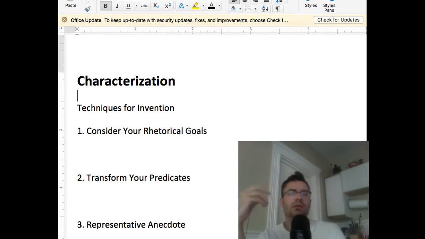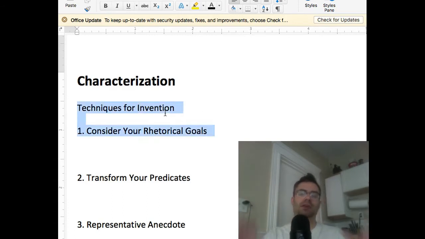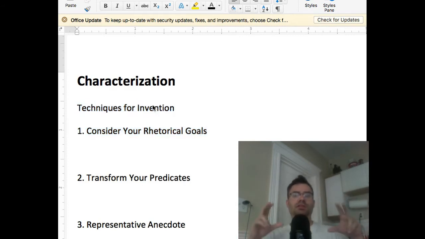So in this demonstration of some of the techniques, I'm going to try to show you how I might think through my process of doing it. And I'll use both people and places to think about characterization. So these are techniques for invention. That's to be highlighted first. Techniques for invention, meaning this isn't necessarily a technique for what you should say. The invention process happens prior to speaking.